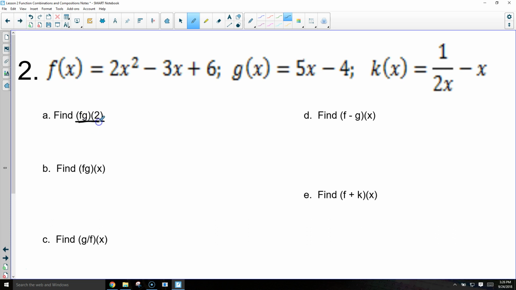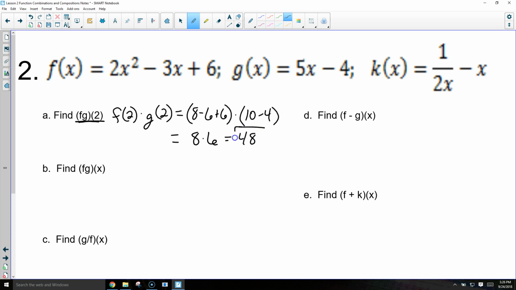Find fg of 2. So I want to find f of 2 times g of 2. So f of 2, I'm going to take 2 times 2 squared, so that's 8, minus 3 times 2 is 6, plus 6. And then I want to multiply that by plugging 2 into my g equation. So 5 times 2 is 10, minus 4. So we end up with taking 8 times 6 is 48. So that's f times g of 2, or fg of 2.